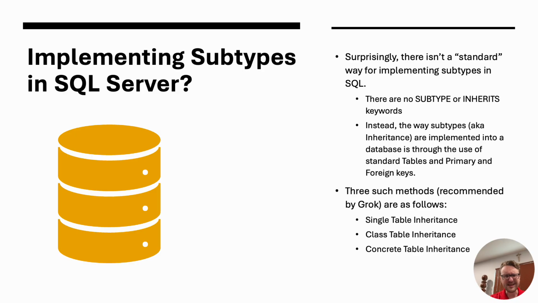So, as I was conversing with my AI agent that I've got set up with Grok, there were three recommended methods to implement the subtyping. There's the single table inheritance, class table inheritance, which is probably the method I'm going to go with, which is the second method, and then there's the concrete table inheritance. So I'm going to go over those really quickly.